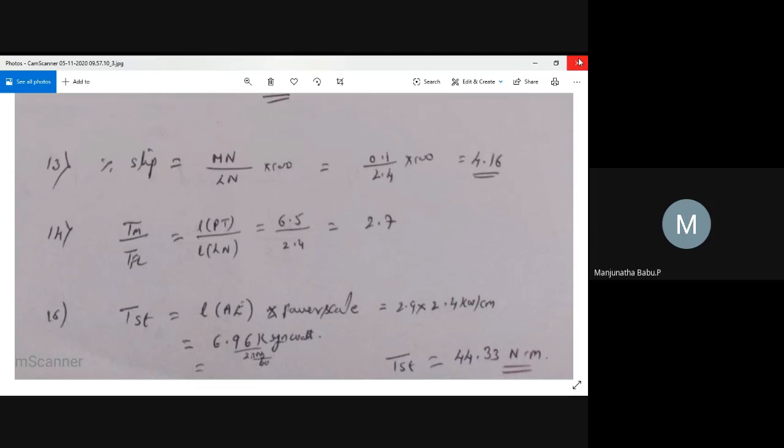So this completes our circle diagram numericals. Still some more numericals are there. Please go through the numericals and try to solve them. And if you have any doubts, please start asking your doubts. Do you have any doubts?